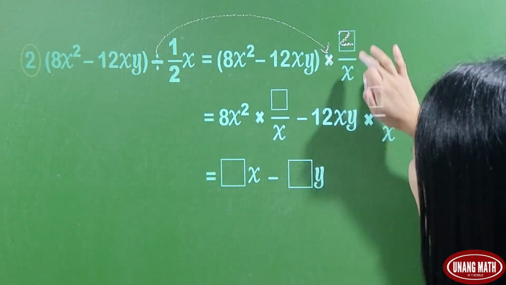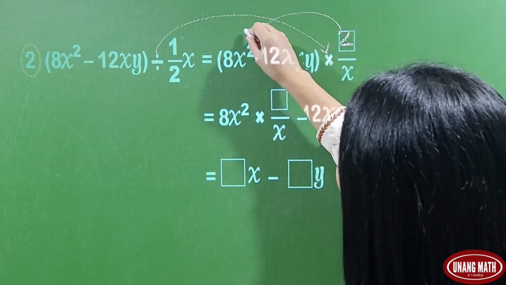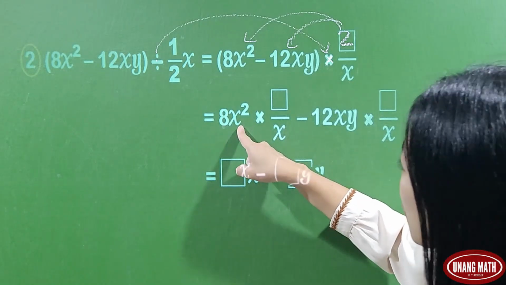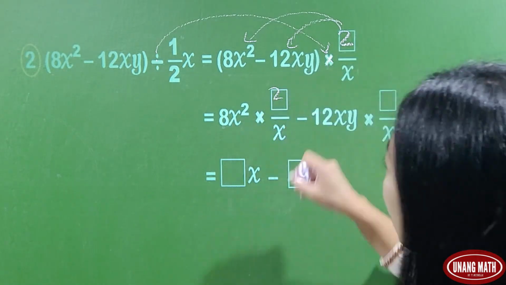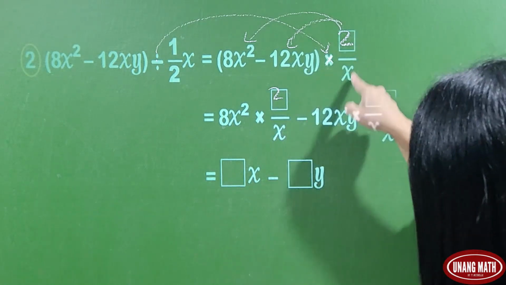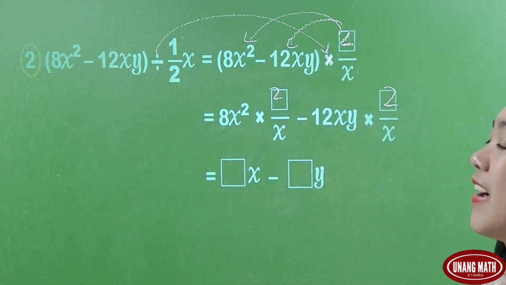Okay, this 2 over x should be multiplied to each term of this polynomial. So we have here 8x squared times 2 over x, minus 12xy times 2 over x. Okay, let's simplify.